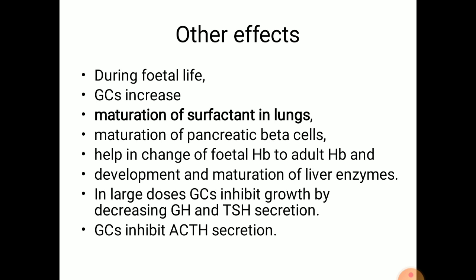Now, other effects. During fetal life, glucocorticoid increases the maturation of the surfactant in the lung, so it is given in case of doubt of premature delivery. It is given at the 7th month of intrauterine life, so that there is a maturation of the surfactant in the lungs. Also, it causes the maturation of the pancreatic beta cells, helps in the change of fetal hemoglobin to adult hemoglobin, and causes the development and maturation of the liver enzymes.